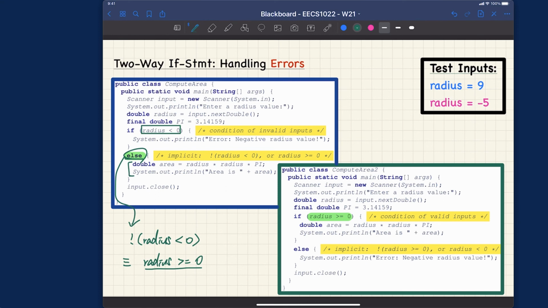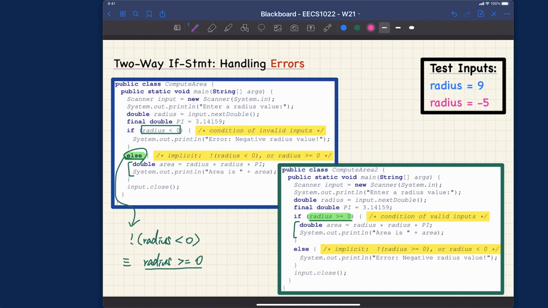All right. And on the right hand side over here, you can see we're going to calculate the area of the circle directly under the condition when radius is larger than or equal to 0. Okay, that's one way to see it. What about the other half? What about when do we actually print out our error messages?